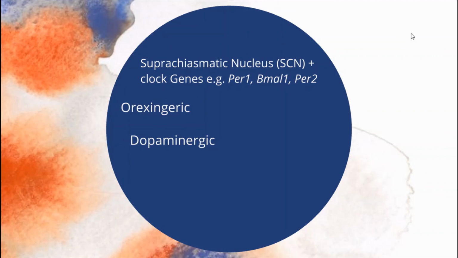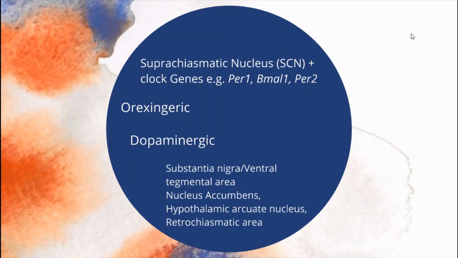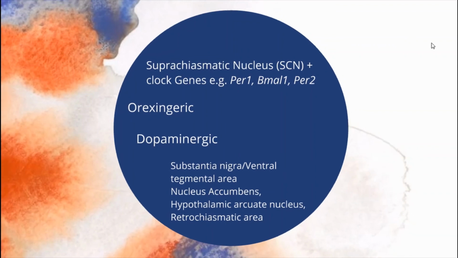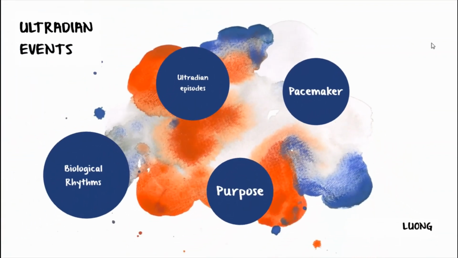Further studies have suggested that there might be pacemakers and also modulators of the ultradian rhythms which occur in a network, which may be associated with the substantia nigra, the ventral tegmental area, the nucleus accumbens, hypothalamic arcuate nucleus, and the retrochiasmatic area. It is believed that it may be a complex network that exists within the brain, but more research is coming out to investigate this. And this comes to the end of my overview.